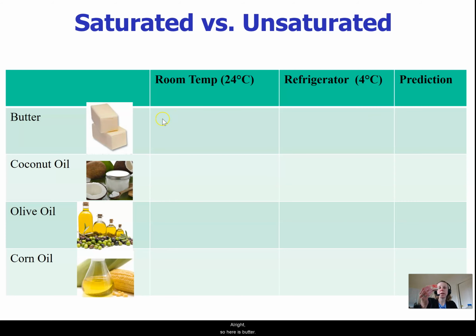All right, so here's butter. At room temperature, we just talked about, it's solid, right? The same thing is going to be true in the refrigerator. It's going to be solid in the refrigerator as well. And so we predict based on that structure, or the fact that it's solid at room temperature, that that is going to be a saturated fat. So this will be a saturated fatty acid.